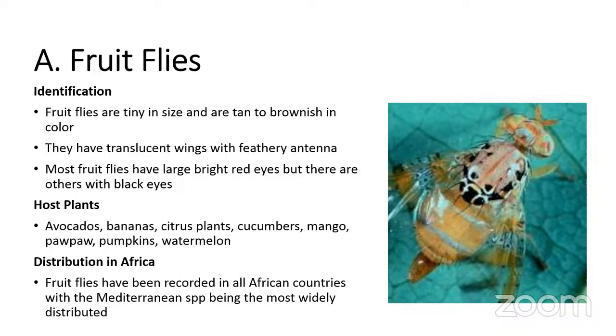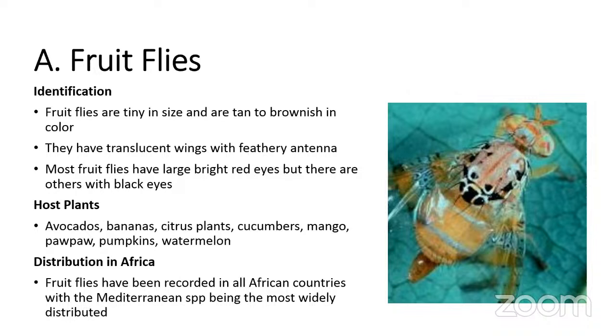Then the fruit fly doesn't only attack the avocados. There are other host plants which are liked by the fruit flies. And among those, there are bananas, citrus plants, cucumbers, mangoes, pawpaw, pumpkins, watermelon, name them. The reason why we want to know the host plants is that as you are growing your avocados and you happen to integrate it with any of these crops, when you implement your control measures of the fruit flies, don't leave out these plants, because they will be harboring this pest and it will become almost impossible to control the fruit flies.